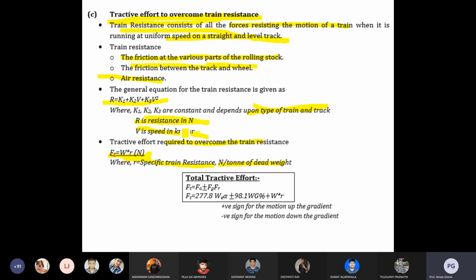So today, up to these portions, we have the total tractive effort. You know that Ft equals Fa plus or minus Fg plus Fr. Again, Ft equals 277.8 W alpha plus or minus 98.1 W G% plus W r. How they are coming, you can cross check directly. You can follow any standard book and cross check it.